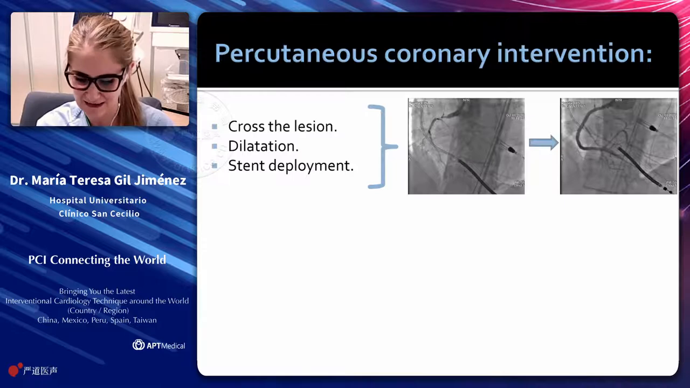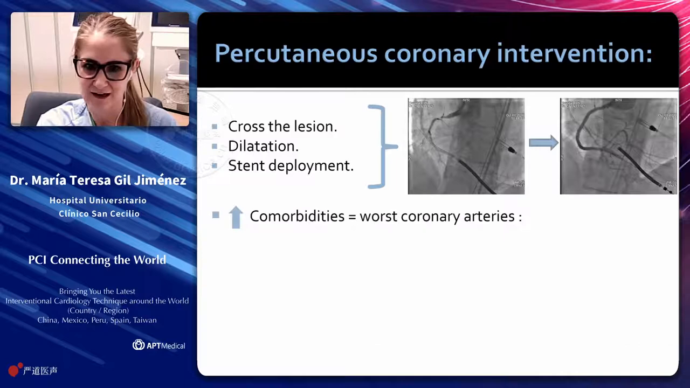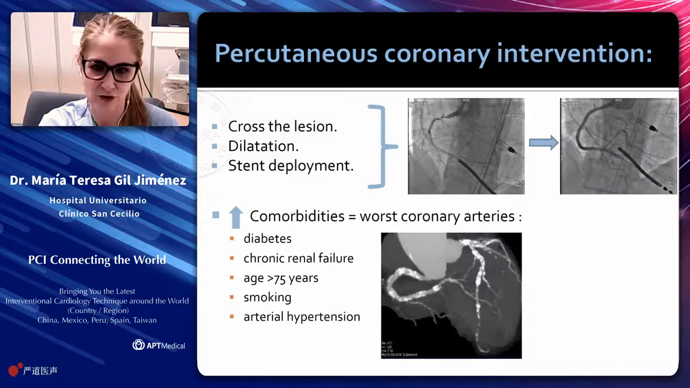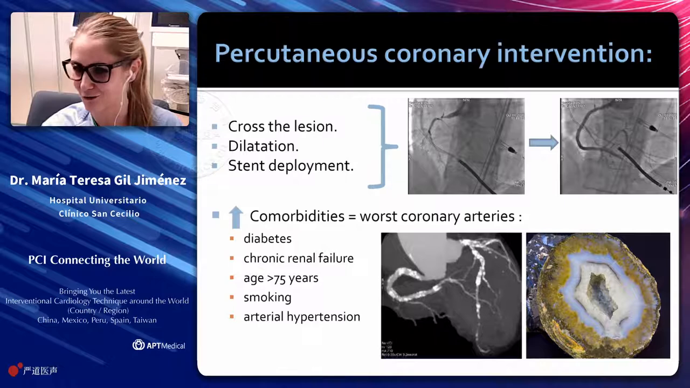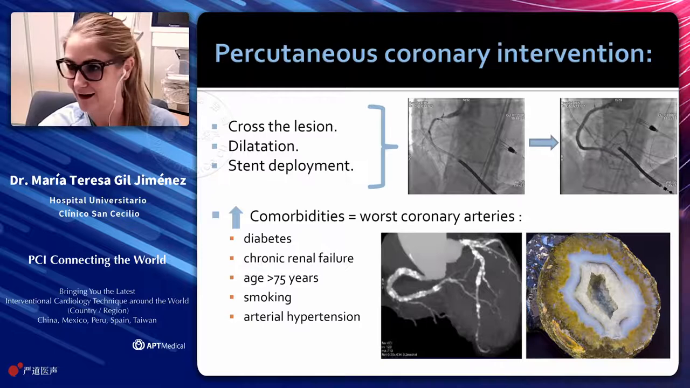Because our patients have more and more comorbidities, diabetes, chronic renal failure, the prevalence of patients with severely calcified coronaries is more frequent. And I really like this analogy, stolen from Dr. Sanchez Rubio in Zaragoza, because this feeling of working in stone, trying to break stone in the coronaries, is increasingly very frequent.